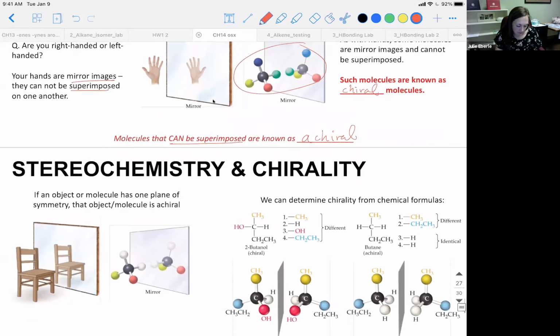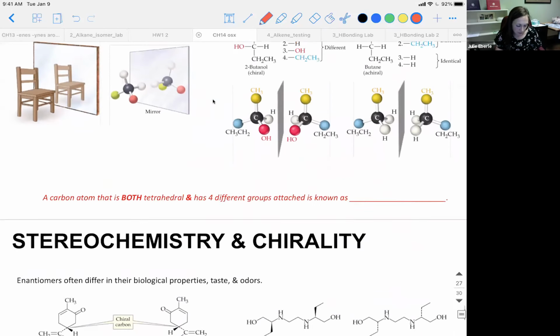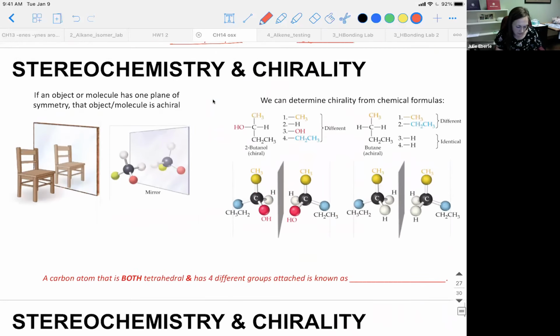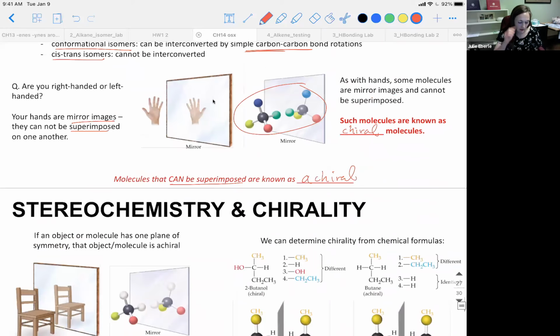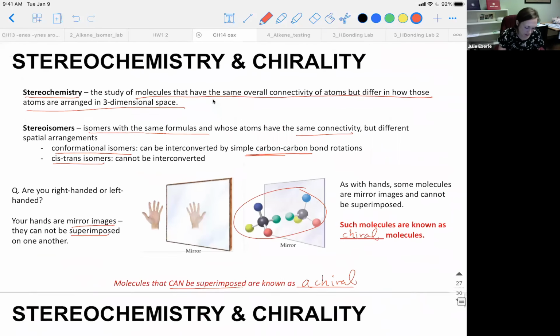All right, I'm going to stop for today. I think we'll finish this tomorrow. We've done enough. I've done too much today. I probably should have stopped before stereochemistry.